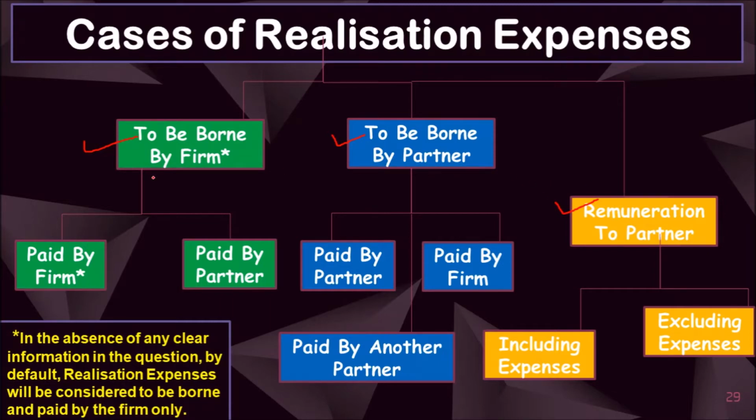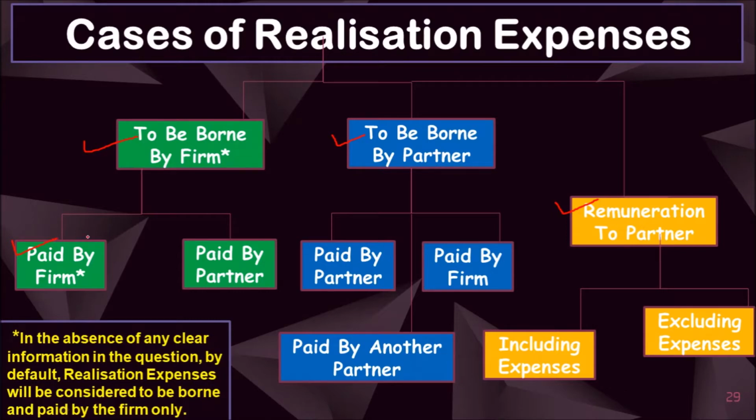Very first, let's talk about to be borne by firm. Like I have just explained to you, by default the realization expenses are to be borne by the firm, meaning the firm will bear that, and the firm will also pay that. It's written here as well: in the absence of any clear information in the question, by default realization expenses will be considered to be borne and paid by the firm only. Both situations will be applied by default. When we attempt the numerical question and see the journal entries, you will understand in a better way.